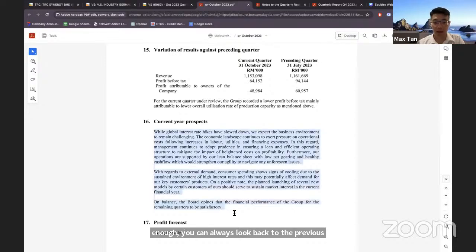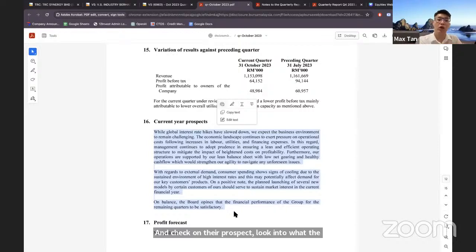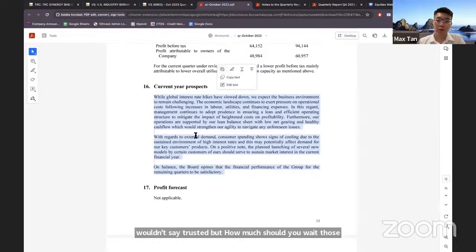And if you are hardworking enough, you can always look back to the previous quarter reports and check on their prospects. Look into what the management said in the past few quarters. Are they very positive and then they are not delivering? Or are they prudent and they outperform and over-deliver? So you can get a rough idea of, when the company makes a lot of bold claims, whether it can be, I wouldn't say trusted, but how much should you weigh those words in the future, right? For the prospect parts.